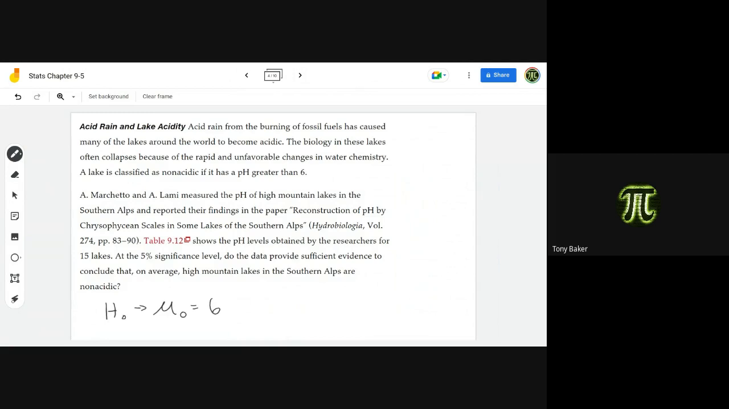What is my alternate hypothesis? We're trying to say that high mountain lakes in the Southern Alps are non-acidic. So to be non-acidic, it has to be greater than that, right? So it has to be greater than 6, or greater than the null hypothesis.